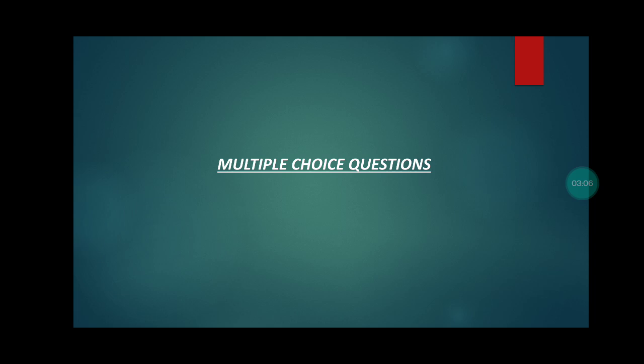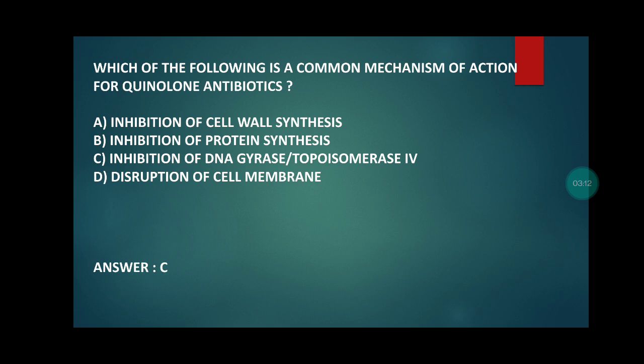Then let's move forward to multiple choice questions. The first question is, which of the following is a common mechanism of action for quinolone antibiotics? The options are A. Inhibition of cell wall synthesis, B. Inhibition of protein synthesis, C. Inhibition of DNA gyrase or topoisomerase 4, or D. Disruption of cell membrane. As we have seen earlier, the mechanism of action of quinolone antibiotics is mainly about inhibition of DNA gyrase enzyme. So the correct answer would be option C, that is inhibition of DNA gyrase or topoisomerase 4.